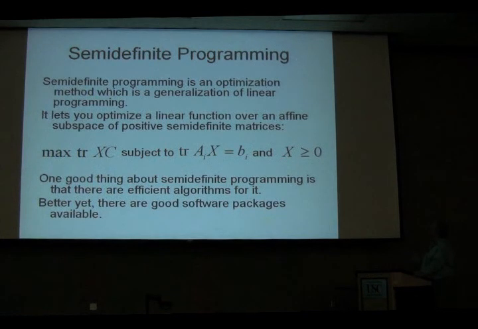So you're looking over positive semi-definite matrices, and a sub i x is equal to b sub i. So this is some set of linear constraints on the spaces you're looking at. And the really nice thing about semi-definite programming is that there are efficient algorithms for it. And maybe the even nicer thing is that there are good software packages available for it. So if you have a semi-definite program, you don't have to write a new software package to solve it. You can take one off the shelf, and these are going to work a lot better than anything you could have written yourself. And then you run it.